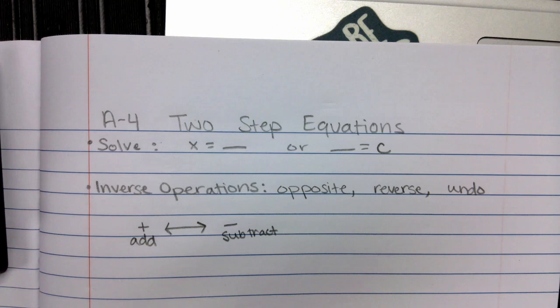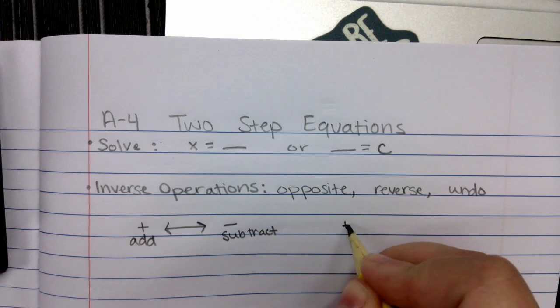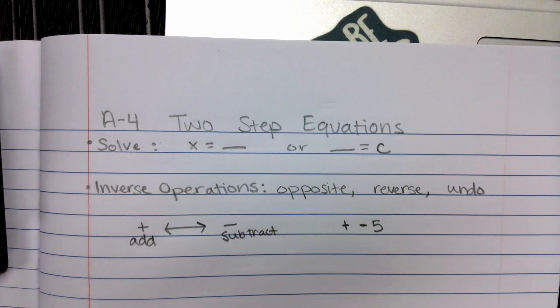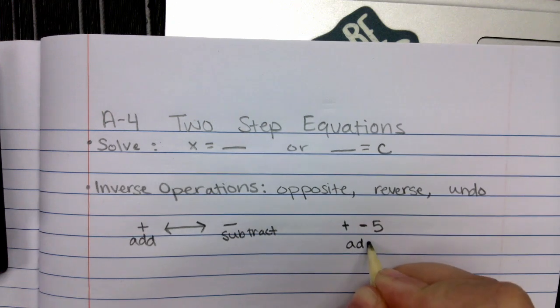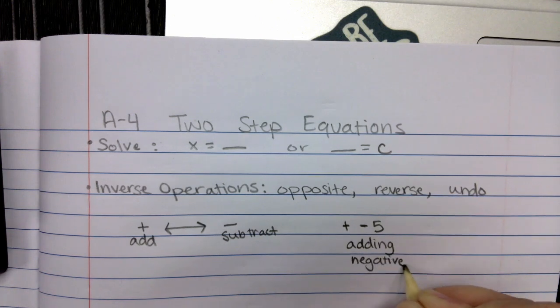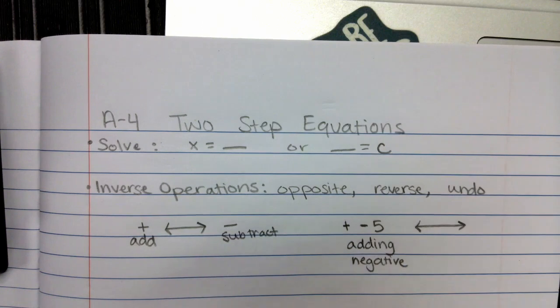Same thing here. When I'm adding a -5, rather than subtracting a -5, we're going to undo that a little bit differently than how we normally undo adding. We're going to make a workaround. Does anyone remember how we undo adding a negative? Add a positive. We want to get back to 0. So when we see adding a negative, we're going to think that we want to add a positive.